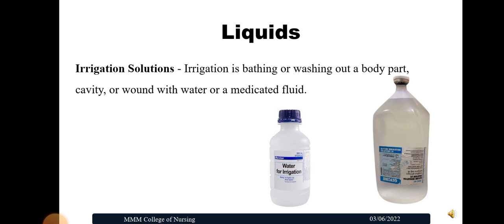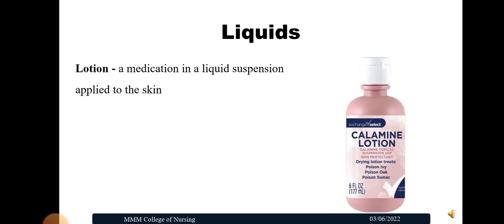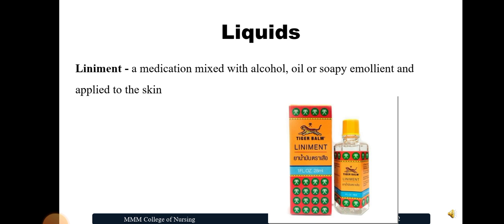Irrigation solution. Irrigation is bathing or washing out a body part, cavity or wound with water or a medicated fluid. Very commonly, sterile normal saline is used for irrigation. Lotion is a medication in a liquid suspension applied to the skin. Very commonly, lotions are used only for external application. Liniment. A medication mixed with alcohol, oil or soapy emollient and applied to the skin.